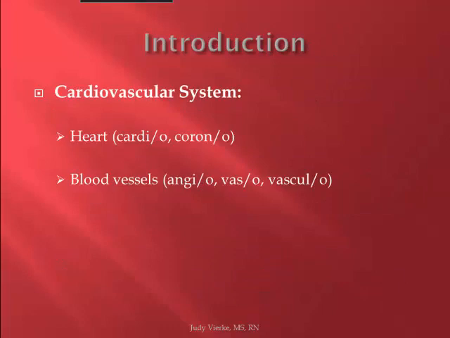So the cardiovascular system is made up of the heart, which is frequently referred to as the pump, and the blood vessels, which are the pipes that the blood goes through. The heart, combining forms, is cardio or coronal. And blood vessels, be careful you don't confuse the general term of vessels with the more specific terms of arteries, veins, capillaries. But blood vessels, which is the general term that refers to any of the pipes that the blood travels through, combining forms are angio, vaso, and vasculo.